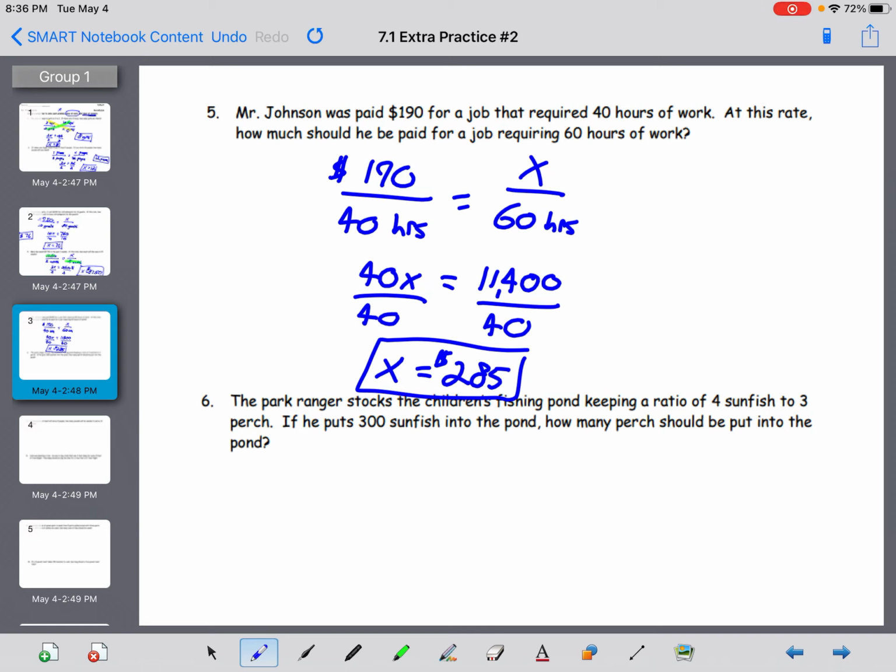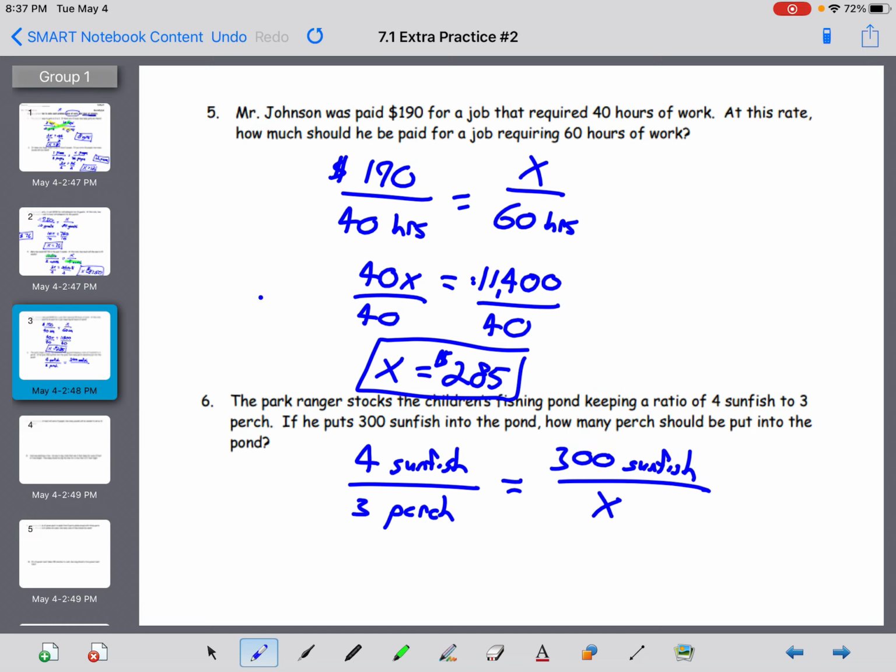Number 6 says the park ranger stocks the children's fishing pond, keeping a ratio of 4 sunfish to 3 perch. If he puts 300 sunfish in the pond, how many perch should he put in the pond? 4 times x is 4x. 3 times 300 is 900. Divide both sides by 4, and x equals 900 divided by 4, which is 225.